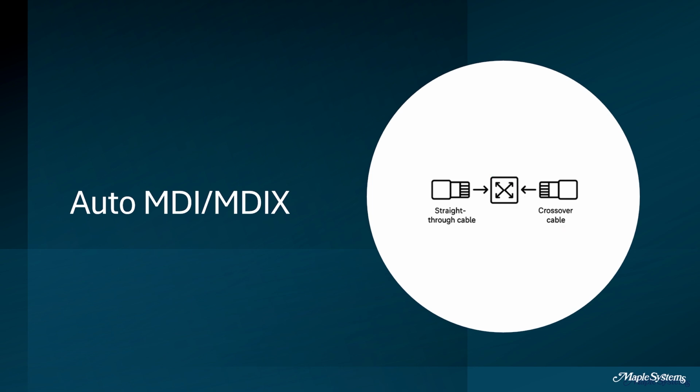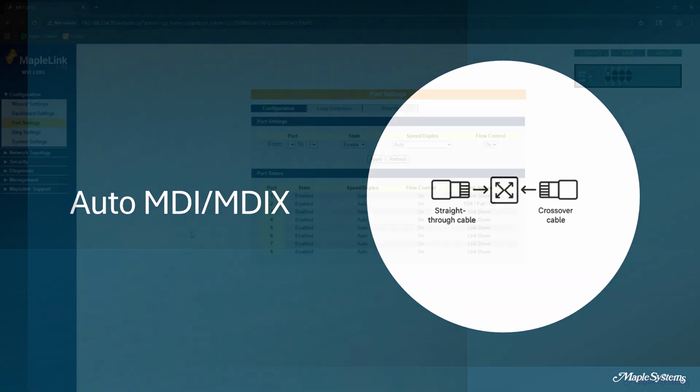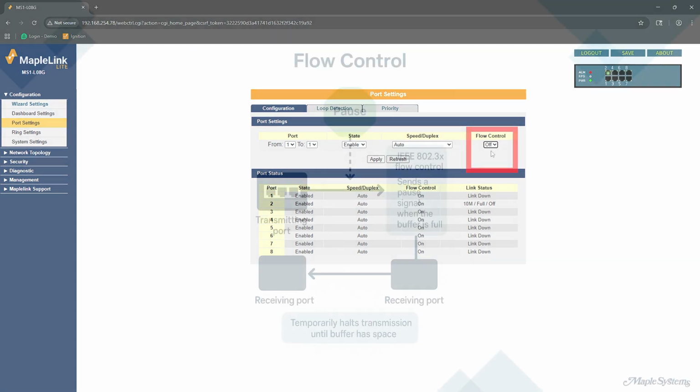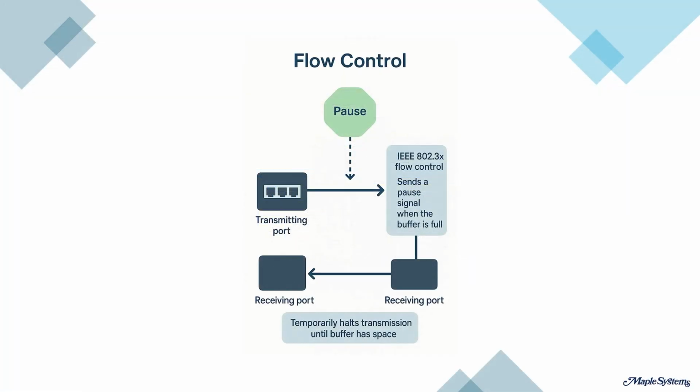This eliminates the need for crossover cables when connecting devices like switches to each other or establishing peer-to-peer PC connections. You can also turn flow control on and off. Flow control is a high concentration of traffic on a port, and it can reduce bandwidth and overflow the port's buffer memory, resulting in a packet drop and frame loss.